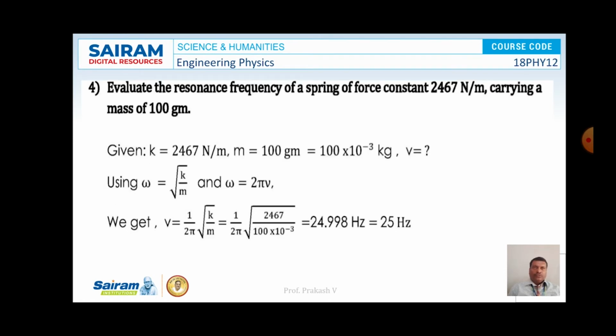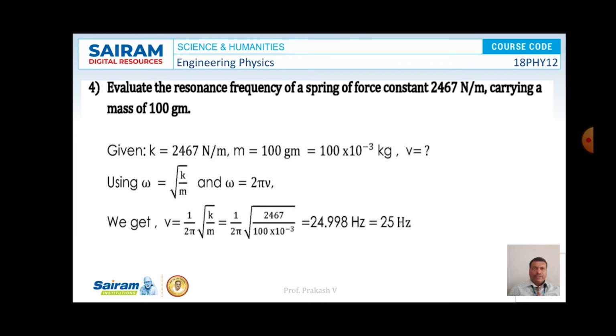The problem number 4 is: evaluate the resonance frequency of a spring of force constant 2467 Newton per meter carrying a mass of 100 gram. So here the value of k is given as 2467 Newton per meter and m is equal to 100 grams, that is 100 into 10 to the power minus 3 kg. So here we have to calculate the frequency.